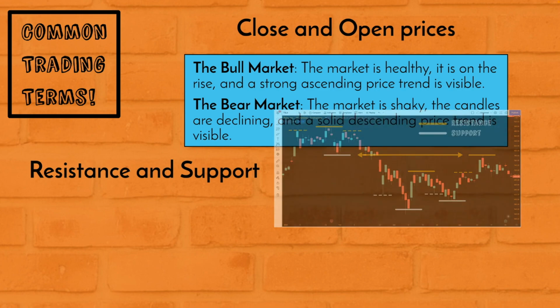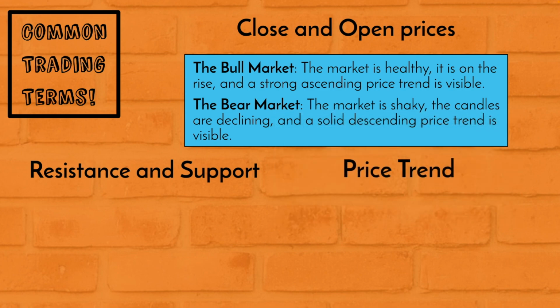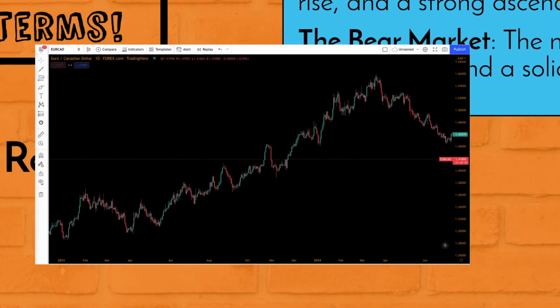The next term is probably one of the most important trading terms, trend line. A trend line is a line that professional traders draw at the pivot points of the chart in order to define the general direction of the chart's movement. Let's take a look at an example.